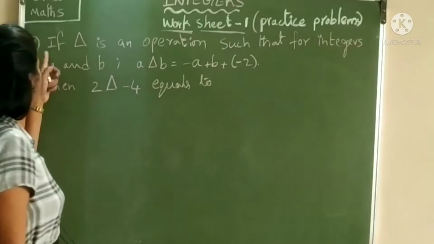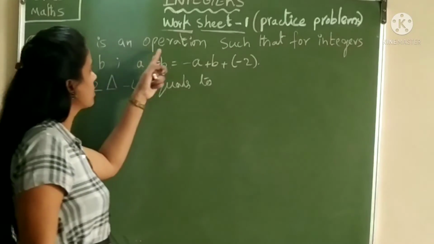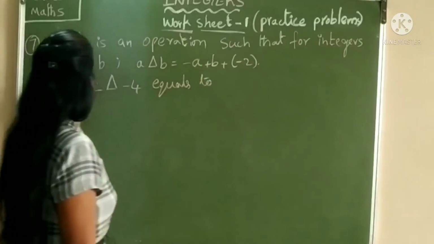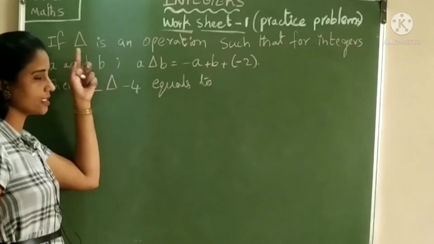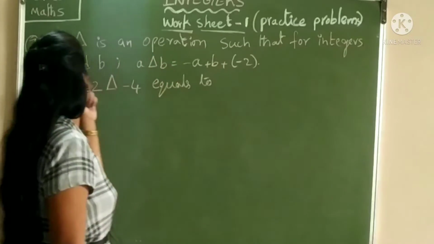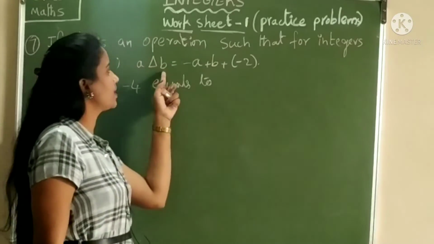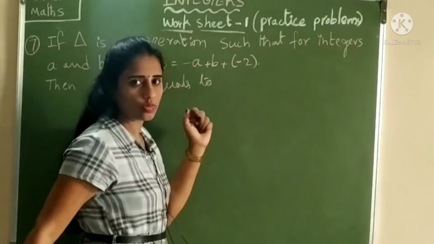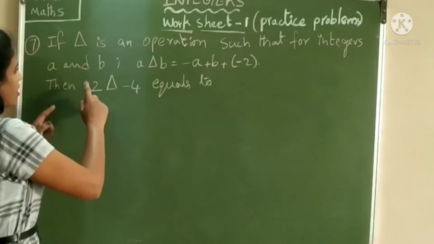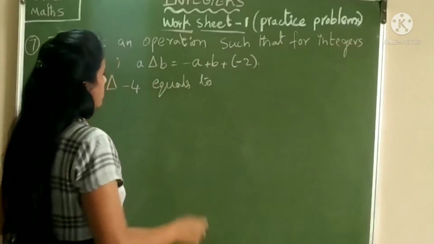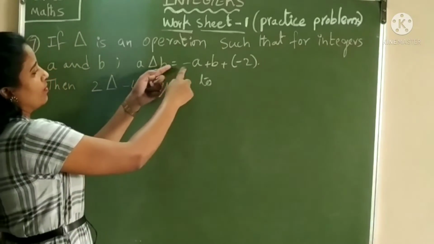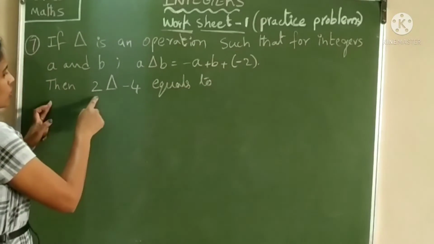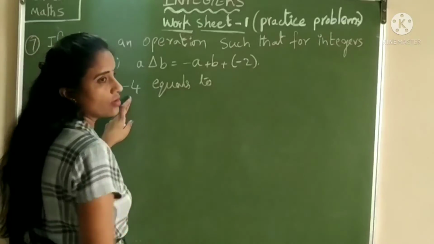Okay, seventh one. If delta is an operation such that for integers a and b, a delta b is equal to minus a plus b plus minus 2. Here a and b are two integers. Then 2 delta minus 4 equals what?